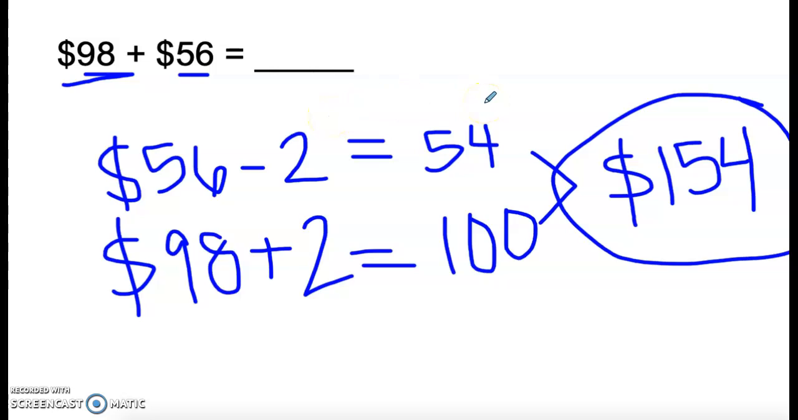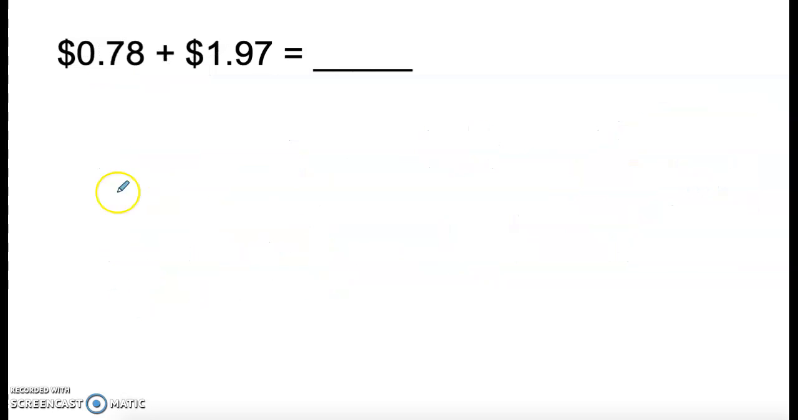So we're going to use this same give and take strategy to help us add decimals, and we're going to think of it as money. So in this problem, it says, what is 78 cents plus $1.97? Now one of these is really close to a nice number. You got it. I see this is super close if we just round it up to $2. And we would need how many more cents to get to that $2? You got it. We would need 3 more cents.